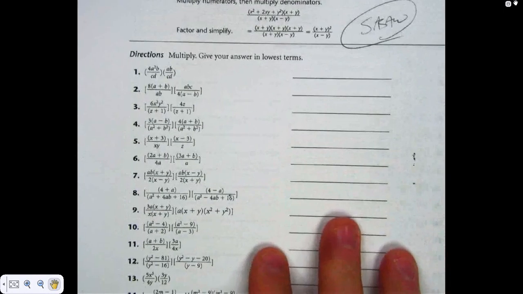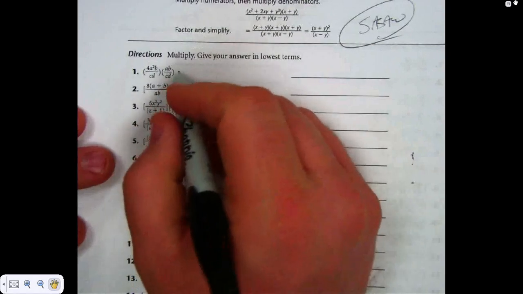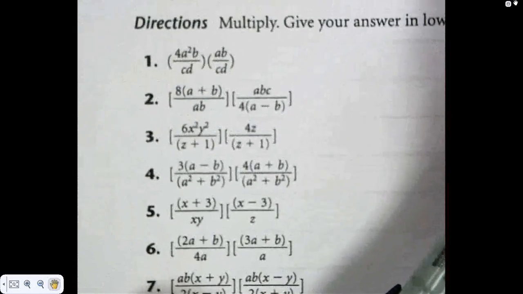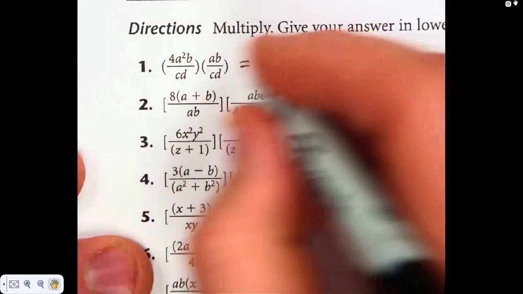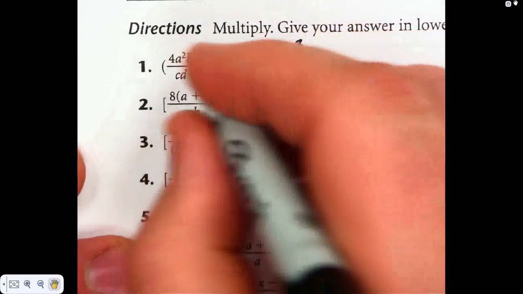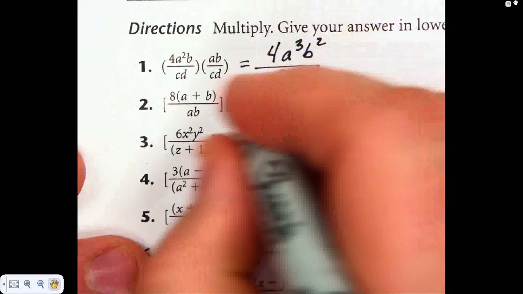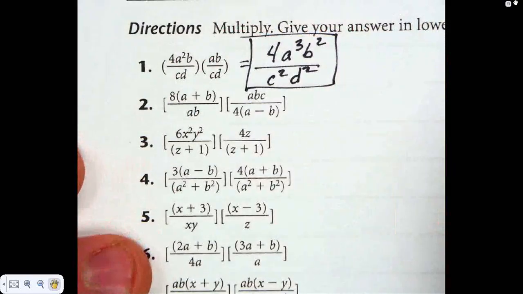They're pretty easy. The ones down here aren't so bad. Let's look at number 1. I'm on the activity side. Multiply the top. You have 4. A squared times A would be A to the third. B times B would be B squared. Over. C times C is C squared. D times D is D squared. There's not a whole lot more you can do with that.